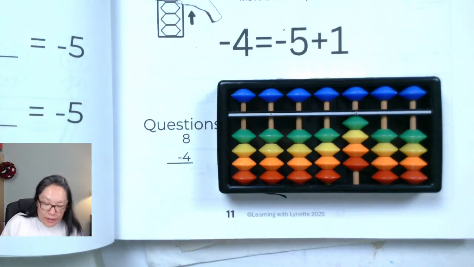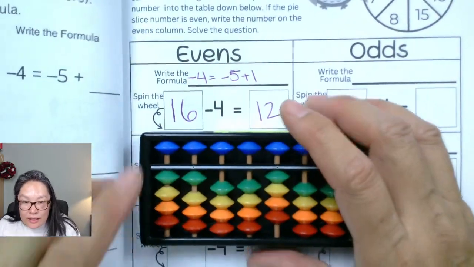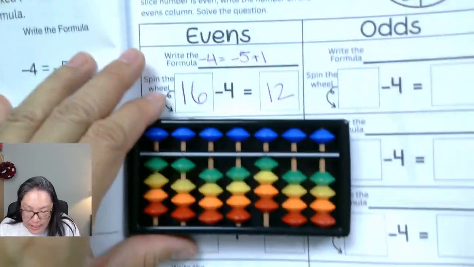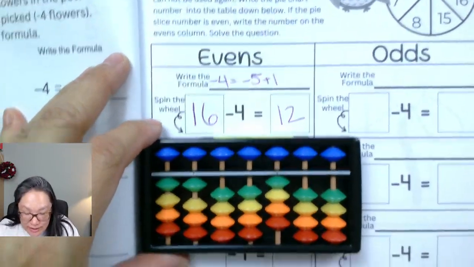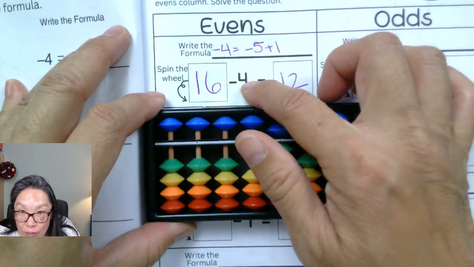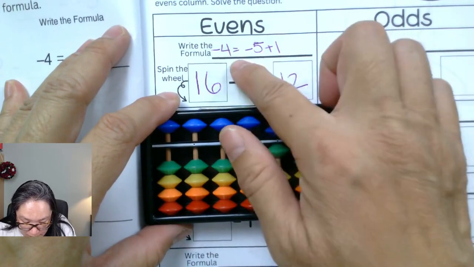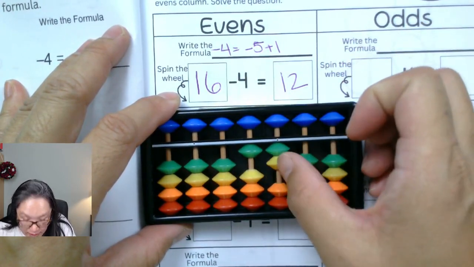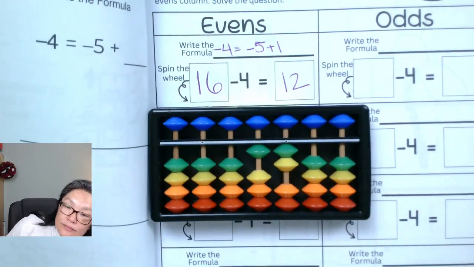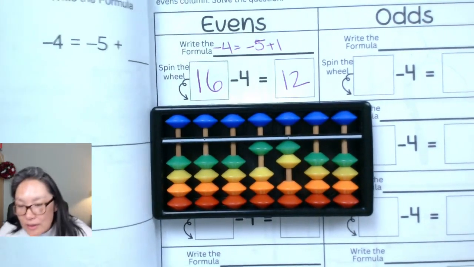Okay. We can do it again. We can do it with the 3. Here's the next one. This is my little spin the wheel, and the paper clip landed on 16. So if I have 16, a 1 and a 6, and I need to take away the 4, I use this formula: minus the 4 is equal to minus the 5 plus the 1. And my final answer is 12. Yeah? How are we doing? Does that make sense?